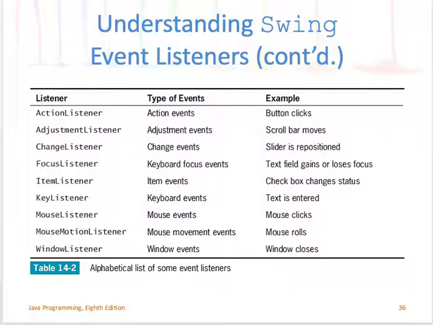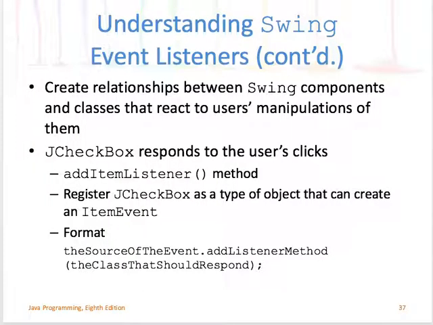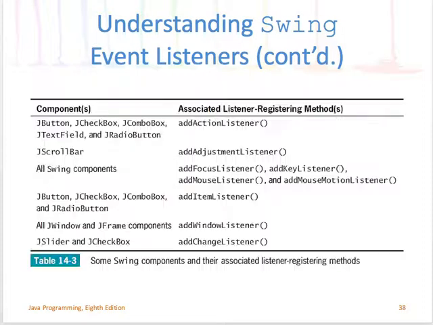So understanding Swing event listeners. I won't go through this. I'll let you read this in the book. List of listeners, types of events that happen, examples. These are good things to remember. They might be on a midterm. Create a relationship between Swing components and classes. Checkbox. Responds to the user clicks. addItemListener. Register to JTextFields. Once again, event listeners. Study this. You'll need to know it.